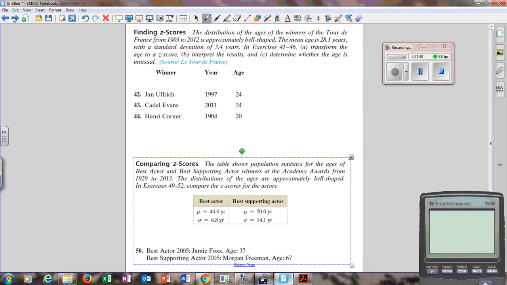Okay, let's find the z-scores for Jan Ullrich, Cadel Evans, and Henry Cornet in this distribution of the age of winners of the Tour de France. So the mean age is 28.1 years with a standard deviation of 3.4 years. So really, in order to do this, you do x minus x bar over s or sigma. Remember, x bar is your mean, x is whatever your number is. So it'll be 24 minus 28.1 over 3.4. You just put that in your calculator.